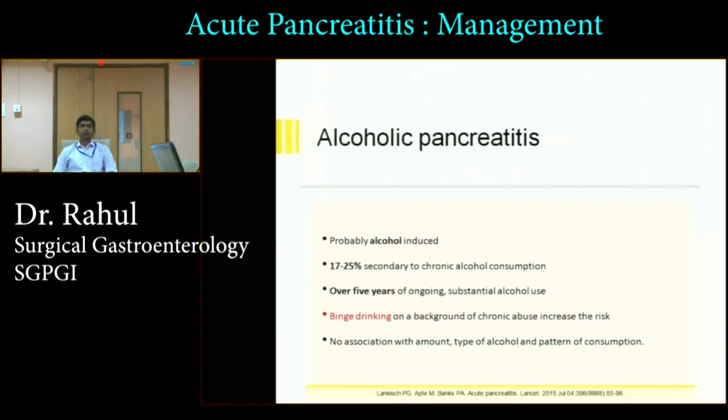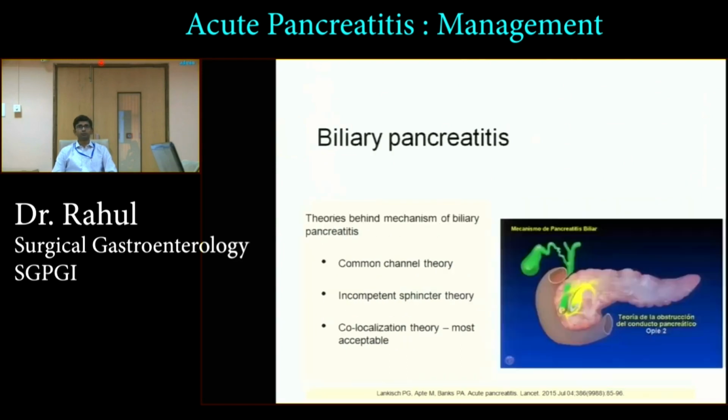Now coming to the common causes, first alcoholic pancreatitis. Alcoholic pancreatitis accounts for 30% of all causes of pancreatitis, and it is usually a binge drinking episode on a background of chronic alcohol abuse that increases the risk. It is not that if you take alcohol once or twice you will develop pancreatitis. There is no association with the amount or type of alcohol or pattern of consumption, but binge drinking does have more effect. There are various pathophysiologies related to alcoholic pancreatitis: alcohol is metabolized, releasing oxidative stress, which affects the glands and organs and can cause pancreatitis in these patients.